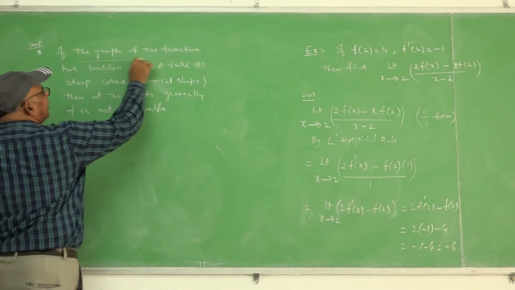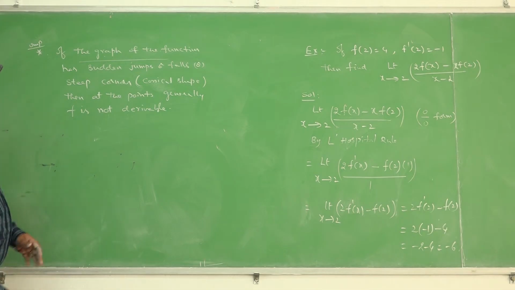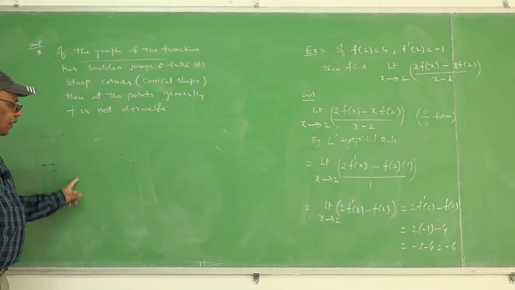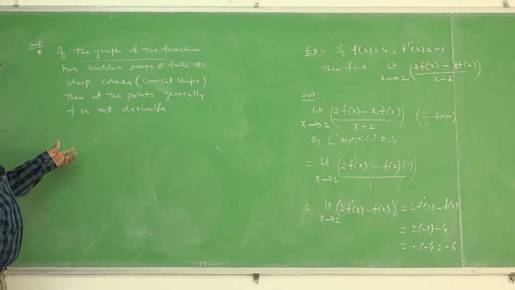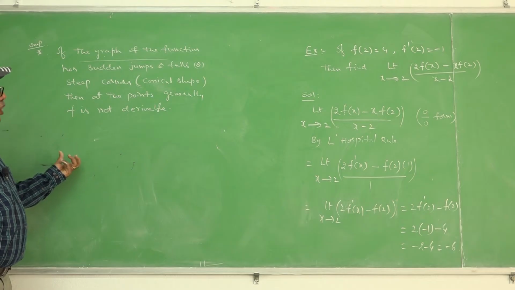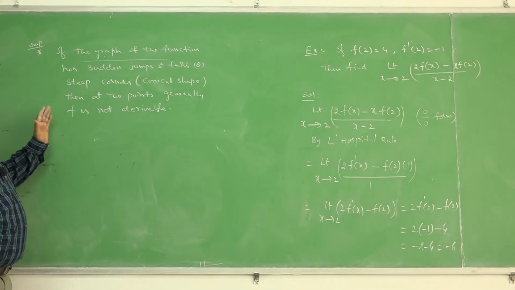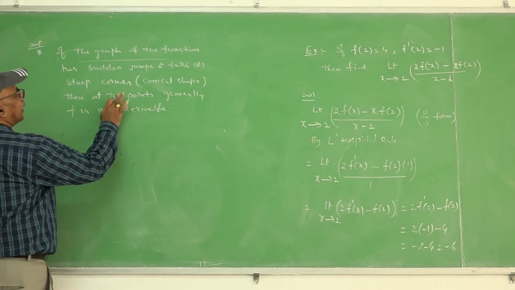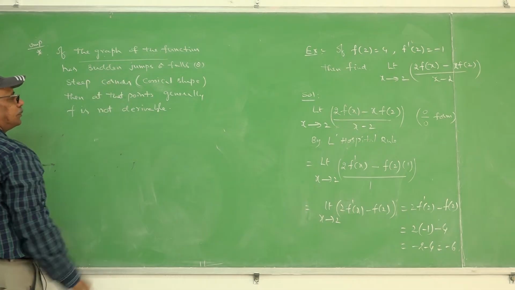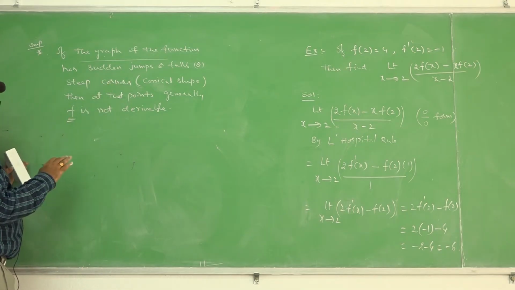Particularly, once you draw the graph of the given function, if it has sudden jumps or falls or conical shaped turning points, it takes some conical shape at a certain point, then at those points, usually the function f is not derivable.